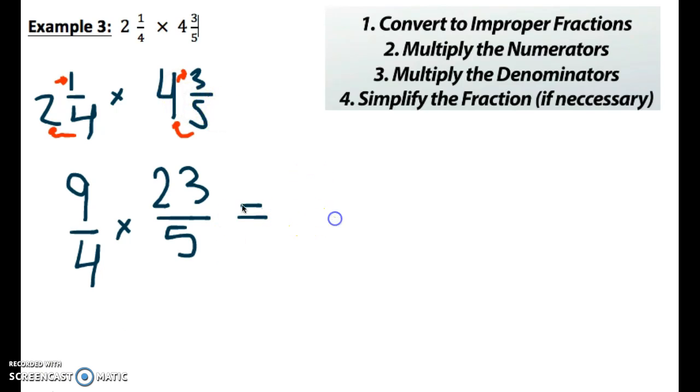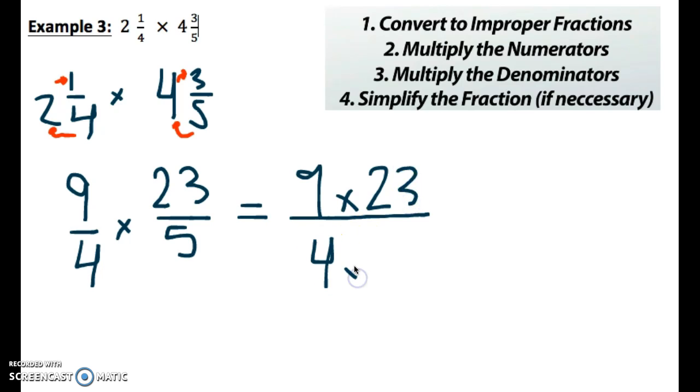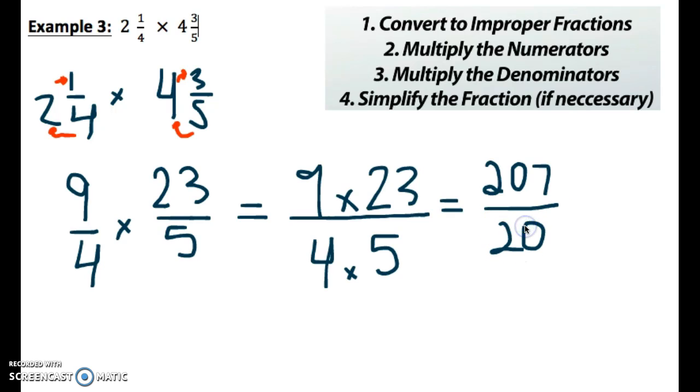Okay, so let me put our division bar here. 9 times 23 goes in the upstairs, and that's going to be a nice big number. And 4 times 5 goes in the downstairs. So remember, it's tops times tops, bottoms times bottoms. And 9 times 23 is 207, and 4 times 5 is 20. So my final answer is 207 divided by 20.